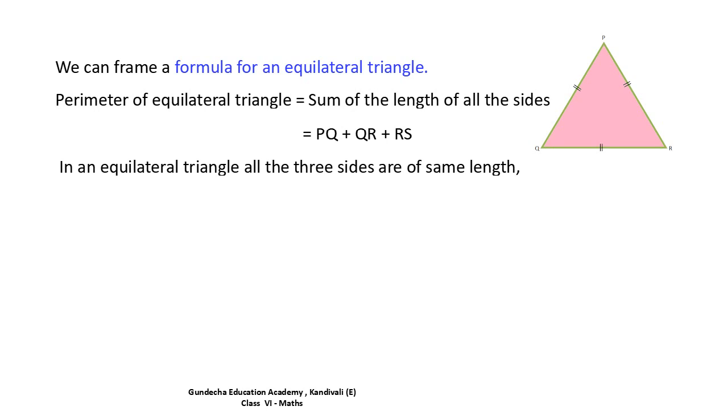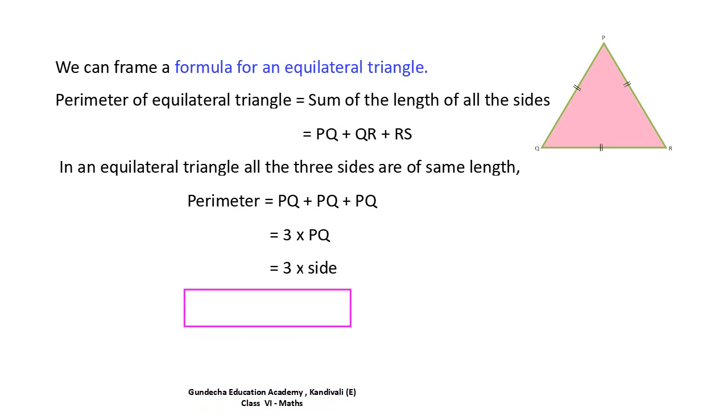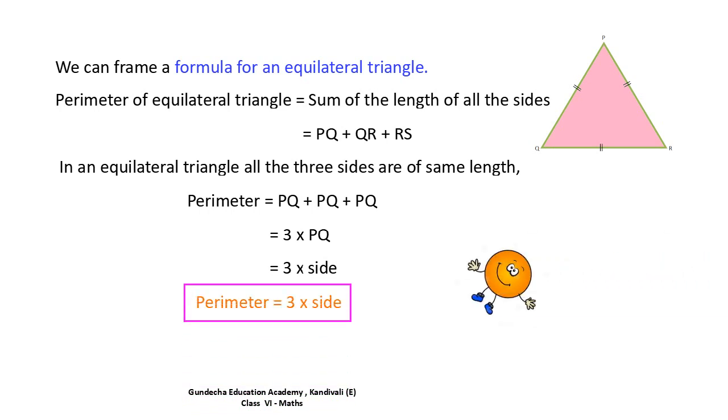So we can write it as perimeter is equal to PQ plus PQ plus PQ. And that will be equal to 3 multiplied by PQ. And we can write it in the form of perimeter of an equilateral triangle is equal to 3 into side. Here again, side means length of each side of equilateral triangle.